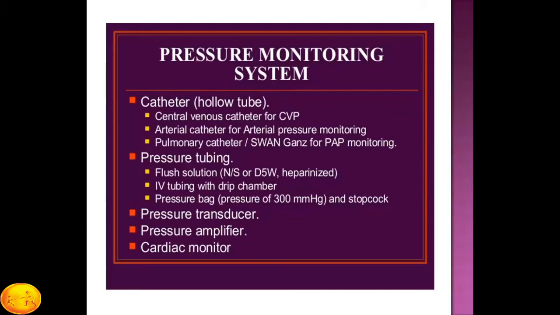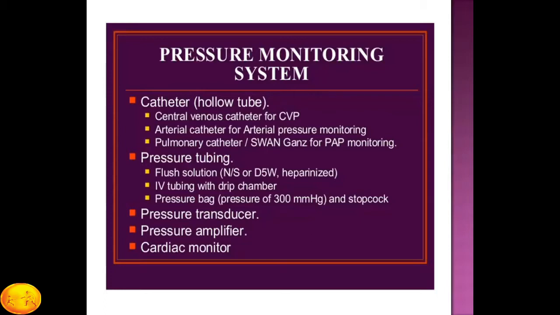Now, for all these three monitoring, we need some instruments or gadgets. These tubes are called catheters: arterial catheters, central venous catheters, or pulmonary artery catheters. Now, for these catheters, we need to connect the transducer system. So now physics comes in.